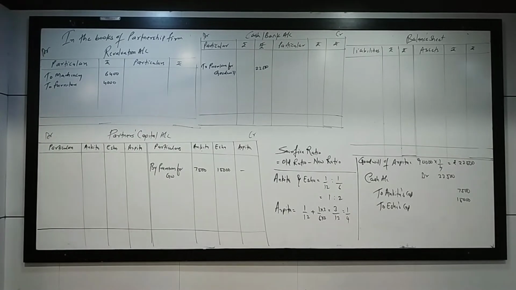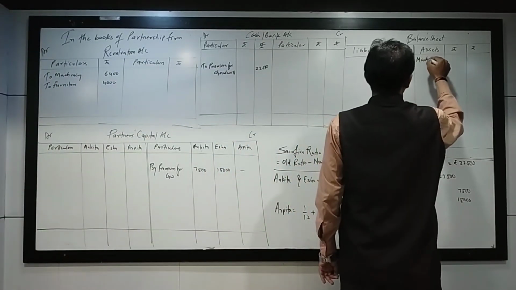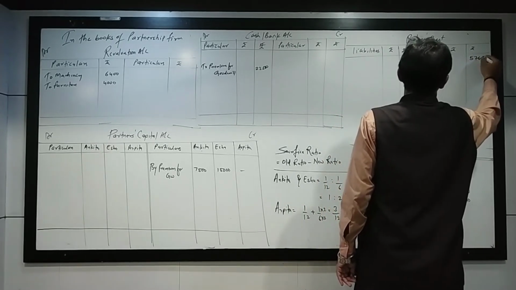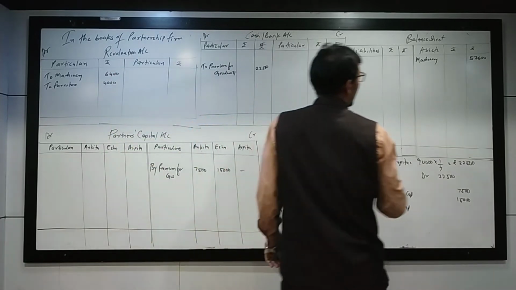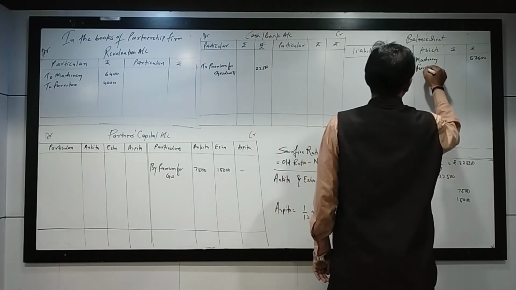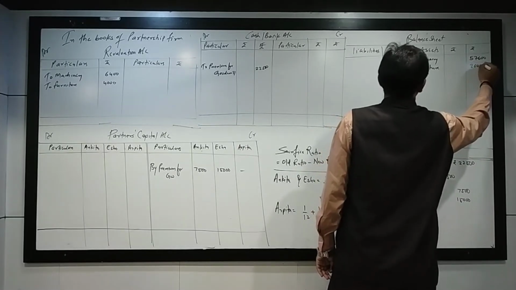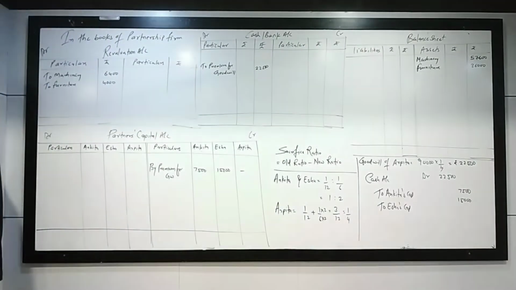And on furniture, 40,000 is given, 10% is 4,000. Then we are writing the remaining amount on the asset side. Machinery 57,600, from 64,000 subtracting 6,400. From furniture 40,000 subtracting 4,000, we got the amount as 36,000. Solving the next point.